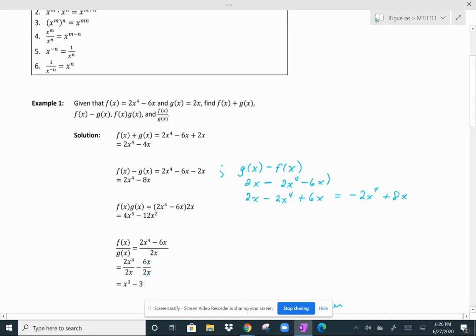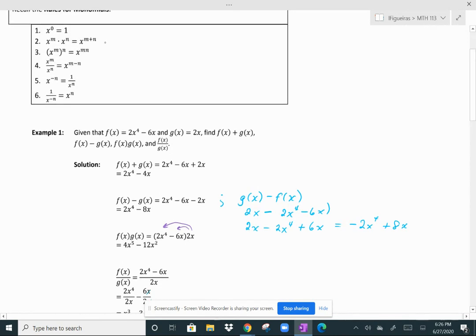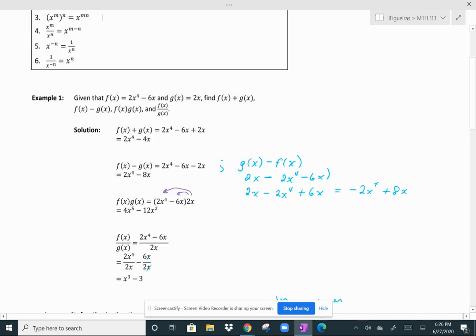In the next example, we're multiplying. So we have f of x times g of x. So we are multiplying a binomial times a monomial. So you need to distribute. And when you distribute, you need to use the second rule that we talked about above, this one here, which says add your exponents. So when I multiply 2x to the 4th times 2x, you get 4x to the 5th power, because this exponent is 1, and 4 plus 1 gives me the 5. And the same thing when you distribute to the minus 6x, well, 2x and negative 6x will give me minus 12x to the 2nd power.